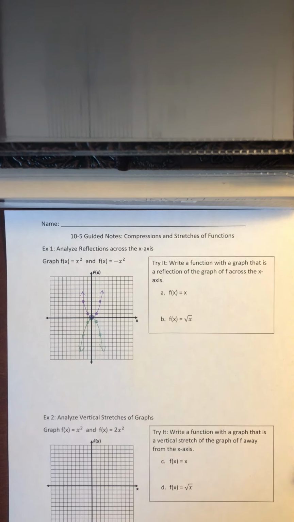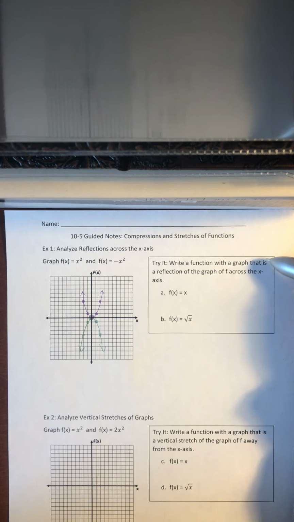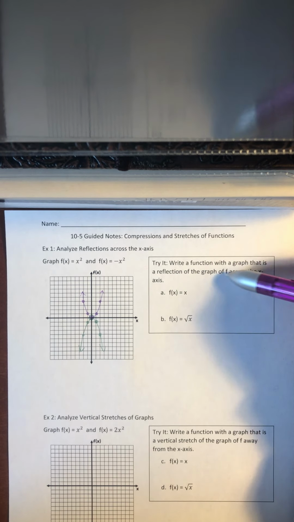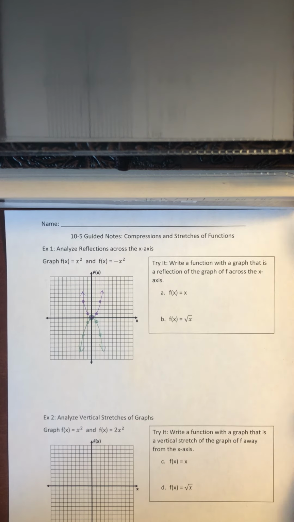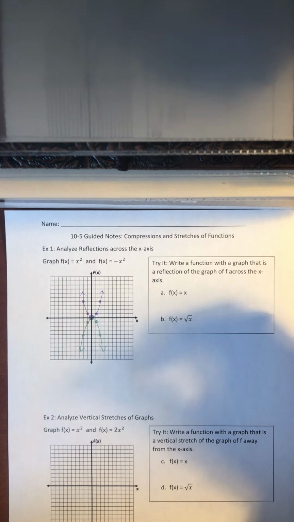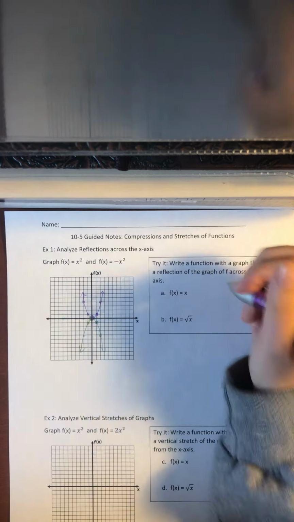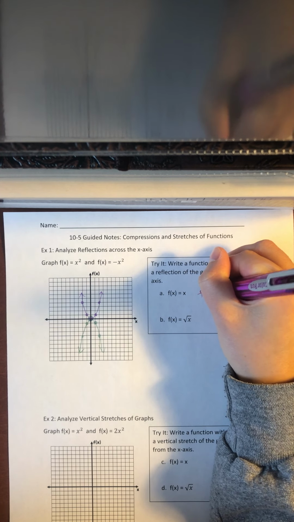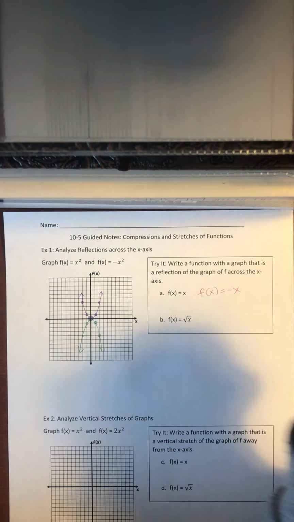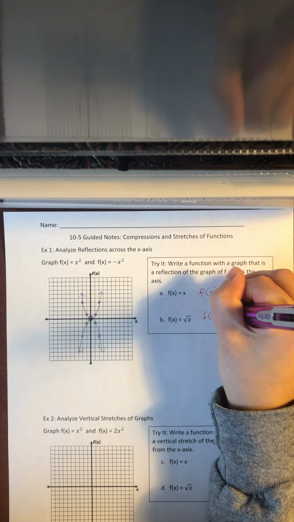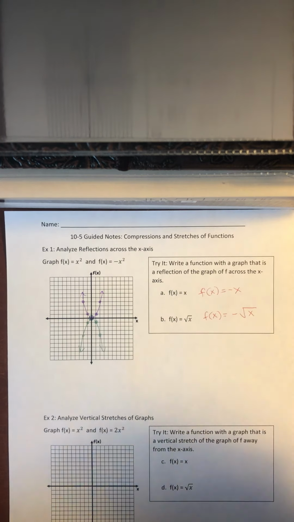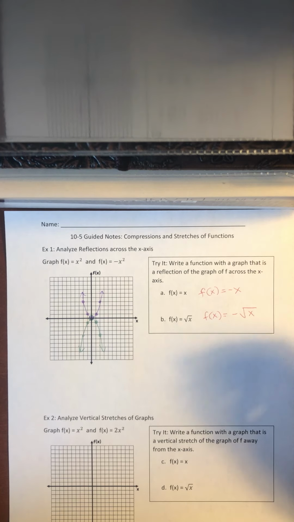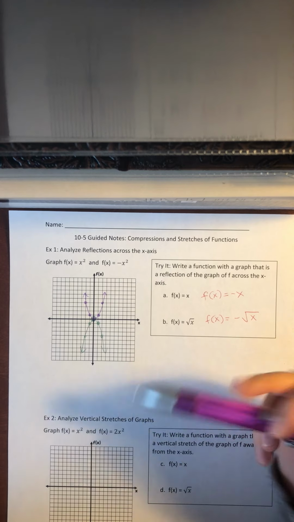All right, so the try it says write a function with a graph that is a reflection of the graph of f across the x-axis. So all you have to do for this is you just have to put a negative in front, and that flips it over the x-axis. So for this one, it would be f of x equals negative x, and for this one, it would be f of x equals negative radical x, and that flips it over the x-axis. Pretty simple.